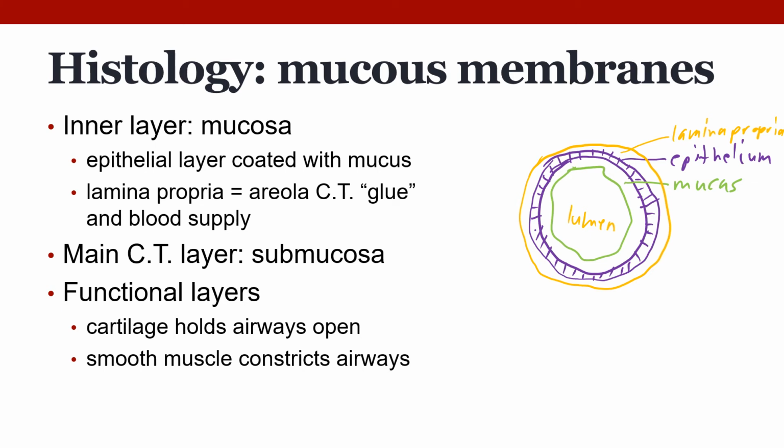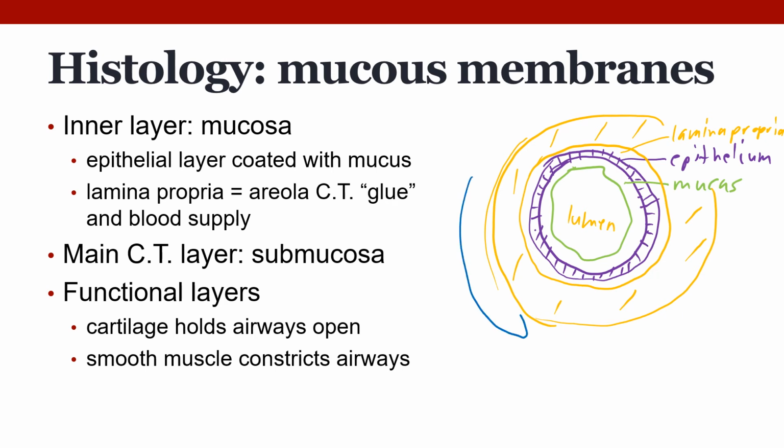Then there is a submucosa layer, which is made of kind of loose connective tissue that provides a blood supply for all of this organ activity. And then there are functional layers. We might have one or more plates of cartilage. Okay, and we might have one or more bands of smooth muscle that help constrict the airways.